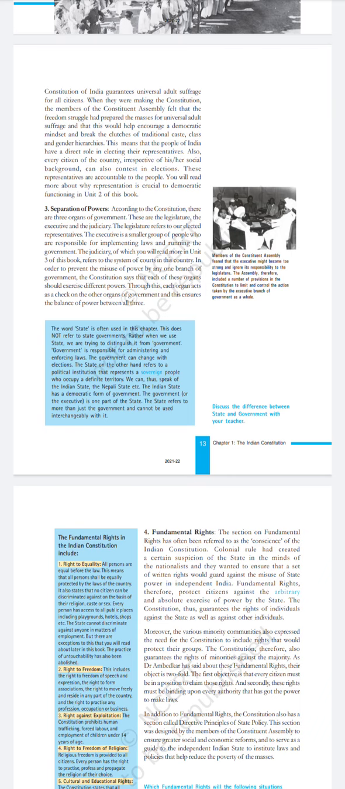in this country. In order to prevent the misuse of power by any one branch of government, the Constitution says that each of these organs should exercise different powers. Through this, each organ acts as a check on the other organs of government, and this ensures the balance of power between all three. The word state is often used in this chapter.